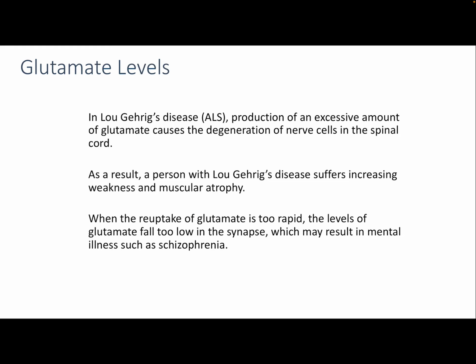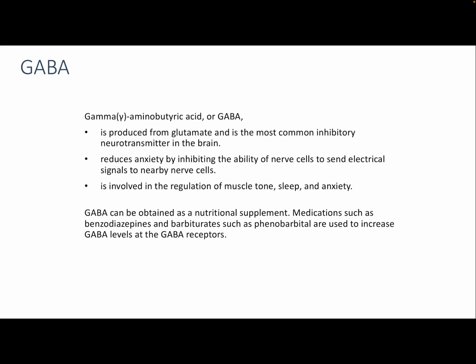Glutamate levels can be low in certain diseases like Lou Gehrig's disease. I'm sorry, this is an excessive amount, so this is actually too much glutamate. This causes degeneration of nerve cells. If the reuptake of glutamate is too rapid, then that's when you have too low of it in the synapse, and that one results in something like schizophrenia. So, glutamate, too much, too little, it's a really fine balance, the amount that you're supposed to have.